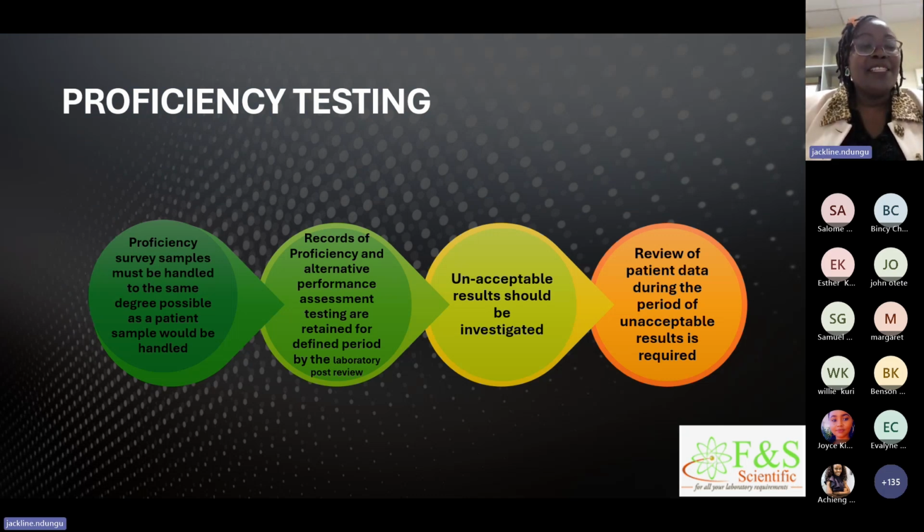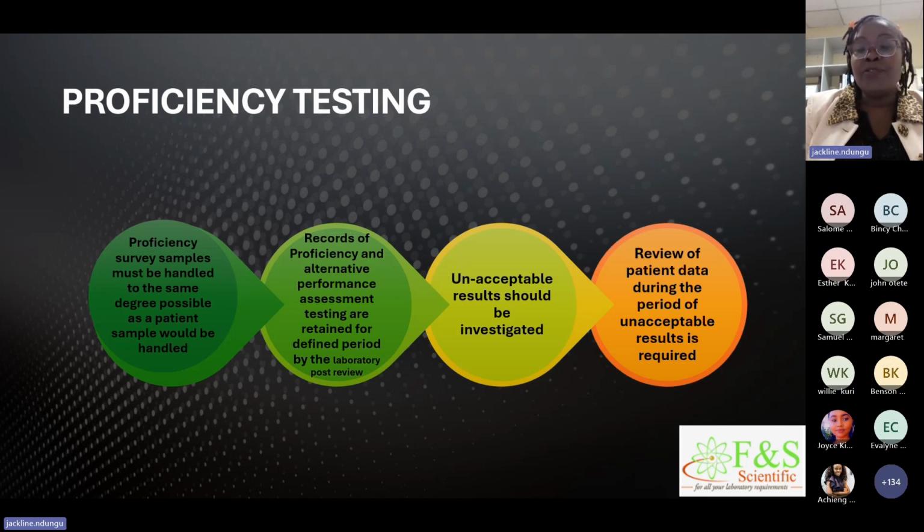Again, if the results are unacceptable, then you have to investigate. The records that you have, you must keep them, because if you have accreditation bodies, they'll come looking for these documents and review them. When you receive your results from the agency, the vendor who is the provider of the proficiency testing, you need to review them. If there is any failure in your proficiency testing, just the same way we investigate IQC failures and troubleshoot, you should investigate and troubleshoot your EQA failures.